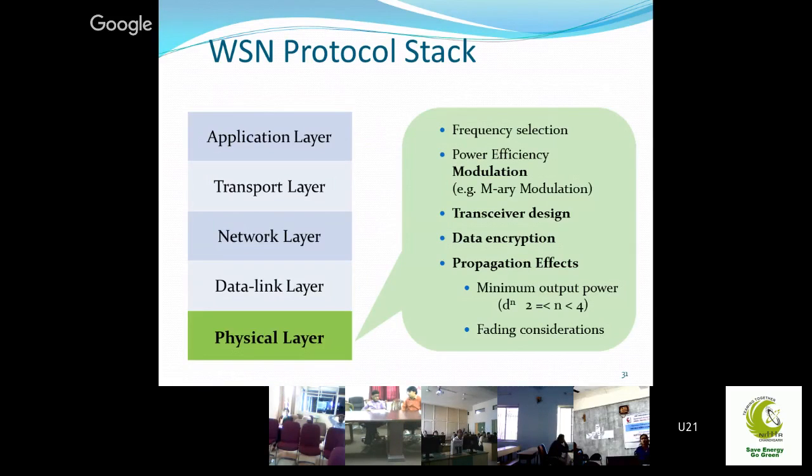So when we talk about the physical layer, you consider frequency selection, modulation schemes, your transceiver design, data encryption, and propagation effects. Propagation effects, for example, if you are considering a free space model, then the losses will be d². And if you are considering a multipath model, then the losses will be d⁴.